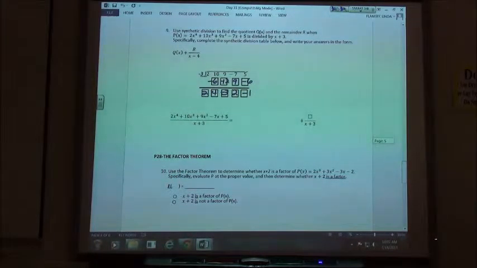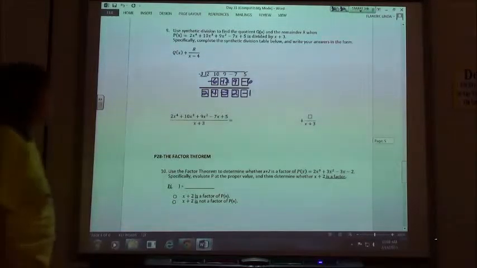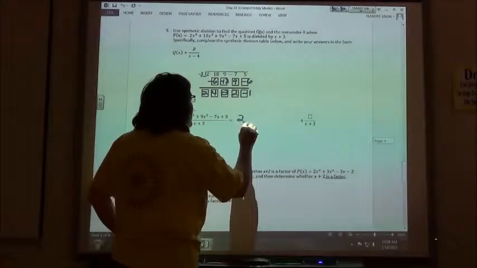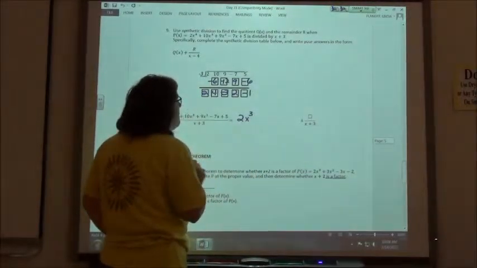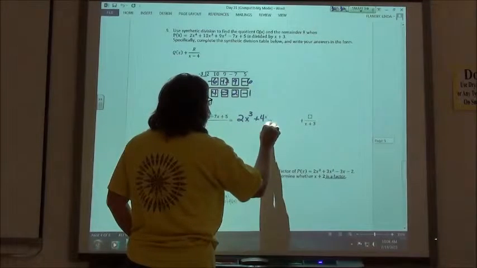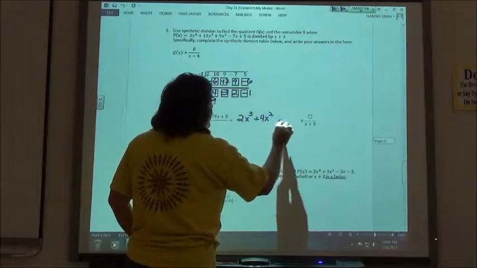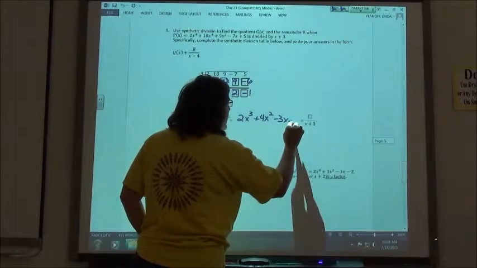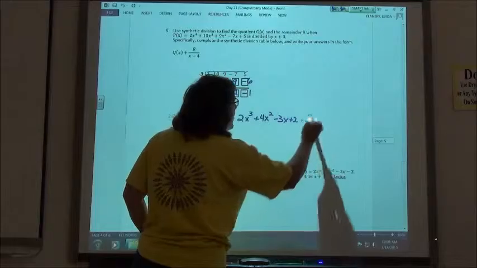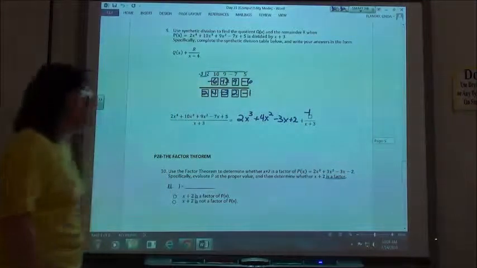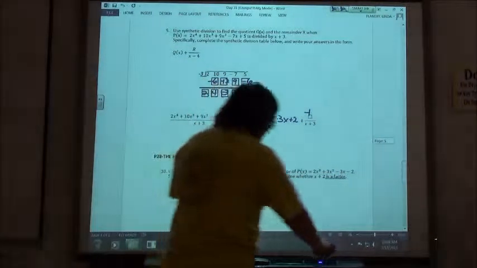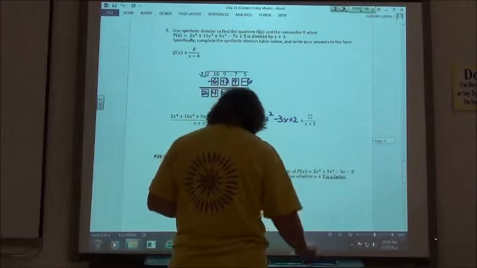So our quotient would be 2x to the third plus 4x squared minus 3x plus 2, with the remainder of negative 1. It almost looks like a negative 1 there.